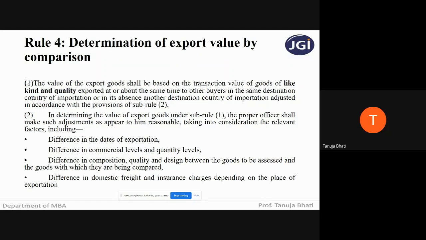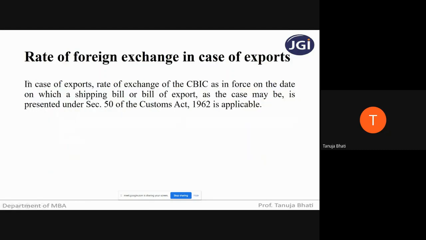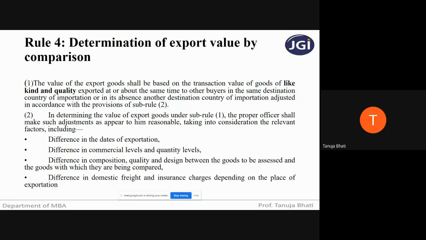Next, in rule number 3, we saw the assessable value is nothing but the FOB, that is the transaction value. Now, the exporter will declare it as per rule number 7, and if it is rejected under rule number 8 by the customs authorities, that is, if the customs authority is not satisfied with that value, he will reject it. Then what will you do? Then the exporter has to move to rule number 4. Rule number 4 says you have to determine the value by comparison. So, determination of export value by comparison. Let us see this.